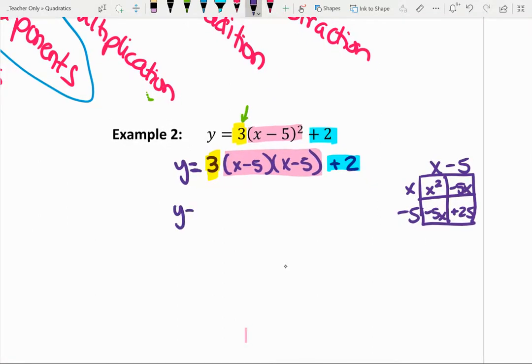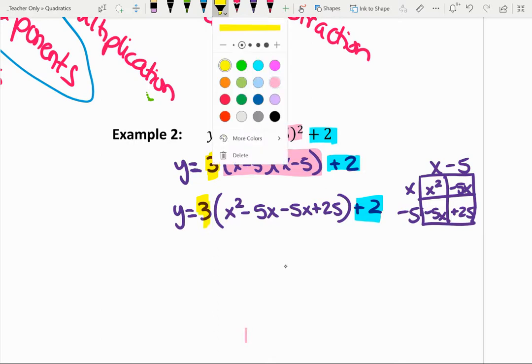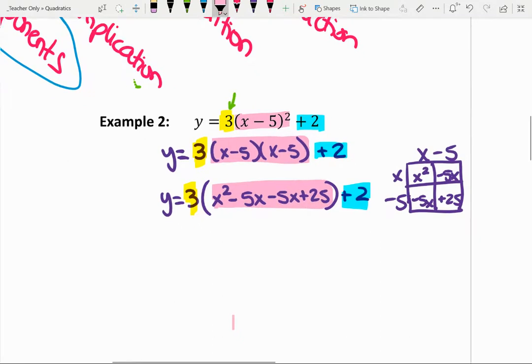So that 3 is still hanging out, and what it is multiplied by is an expression that's the same as x minus 5 times x minus 5, which is x squared minus 5x minus 5x plus 25. And then that plus 2 is still chilling at the end. So that plus 2 is still there. That 3 is still there. And we're just working with this center expression first.